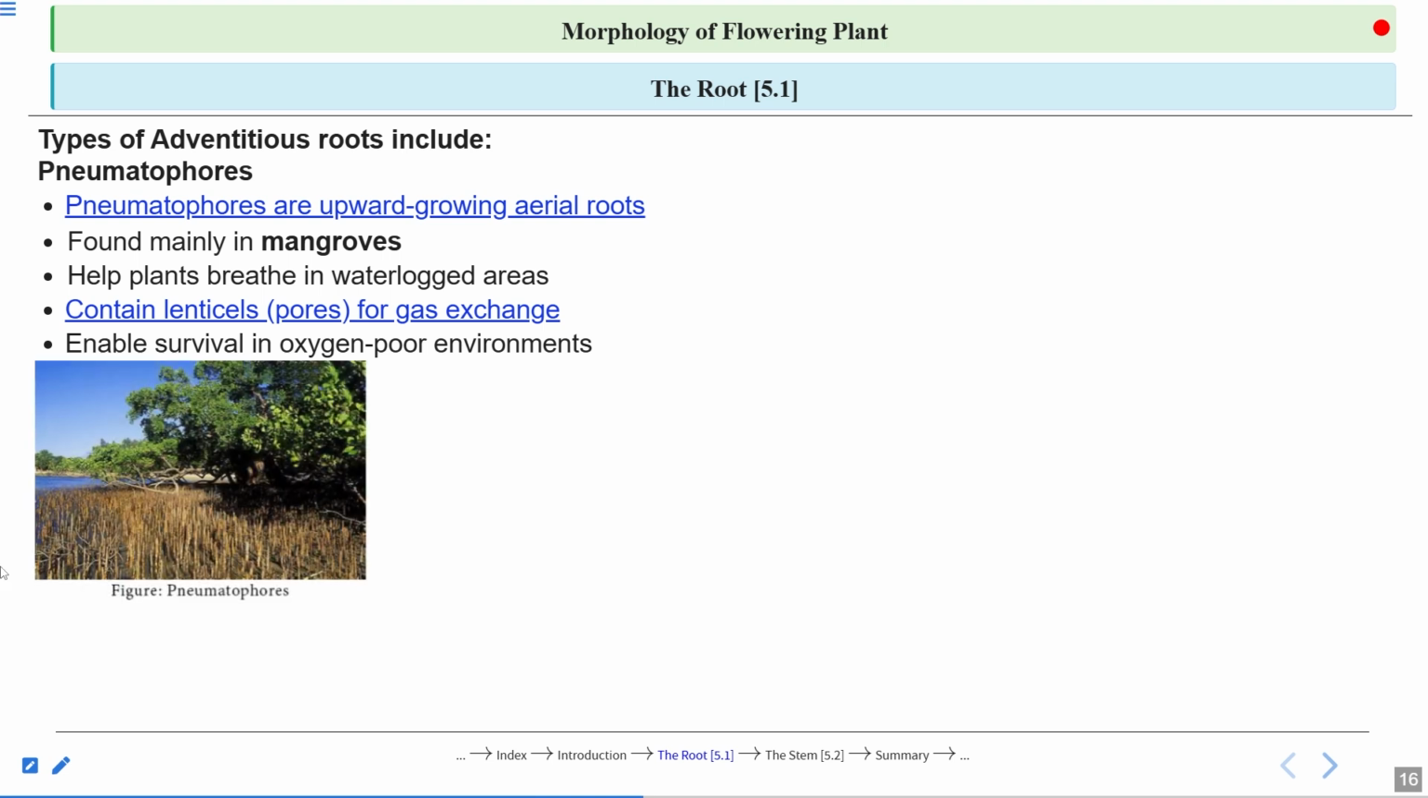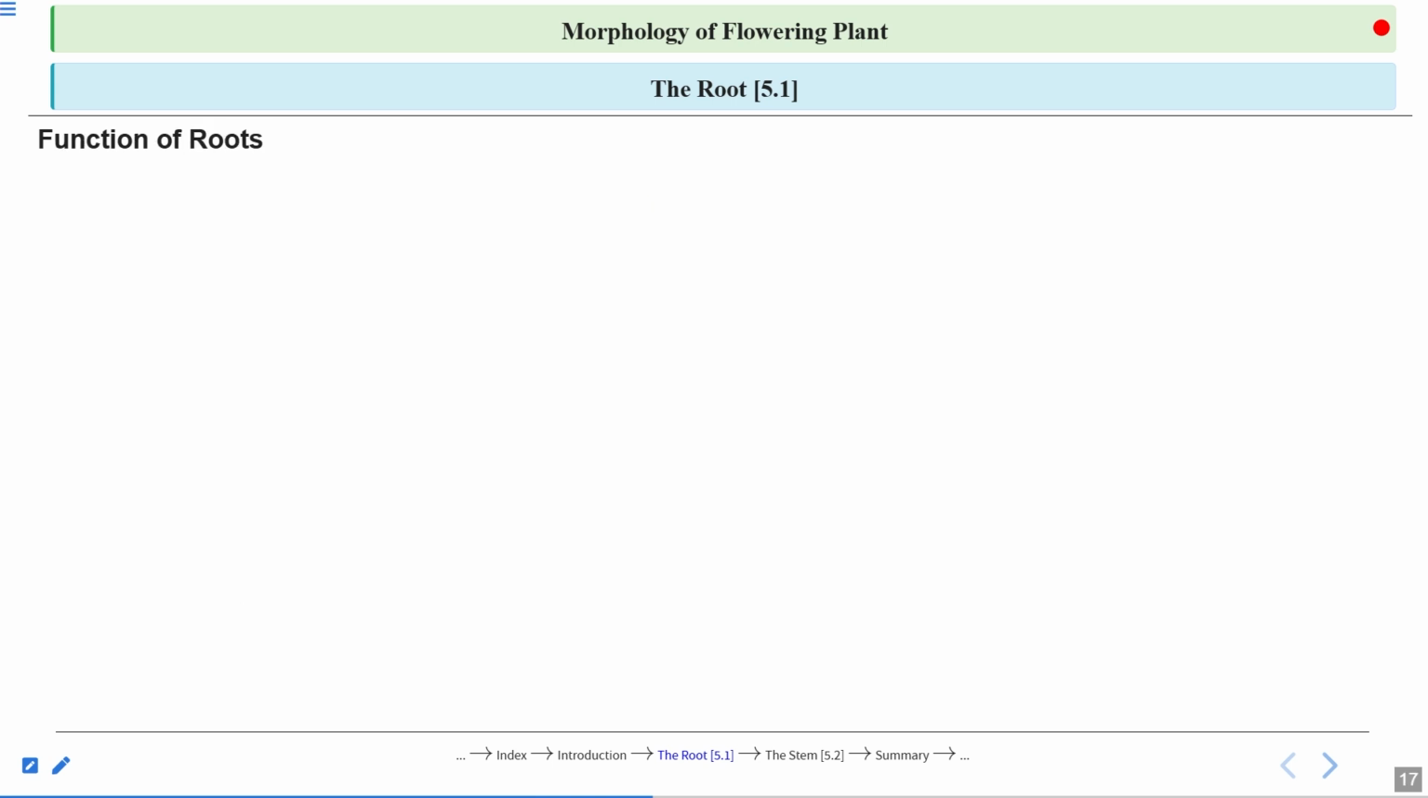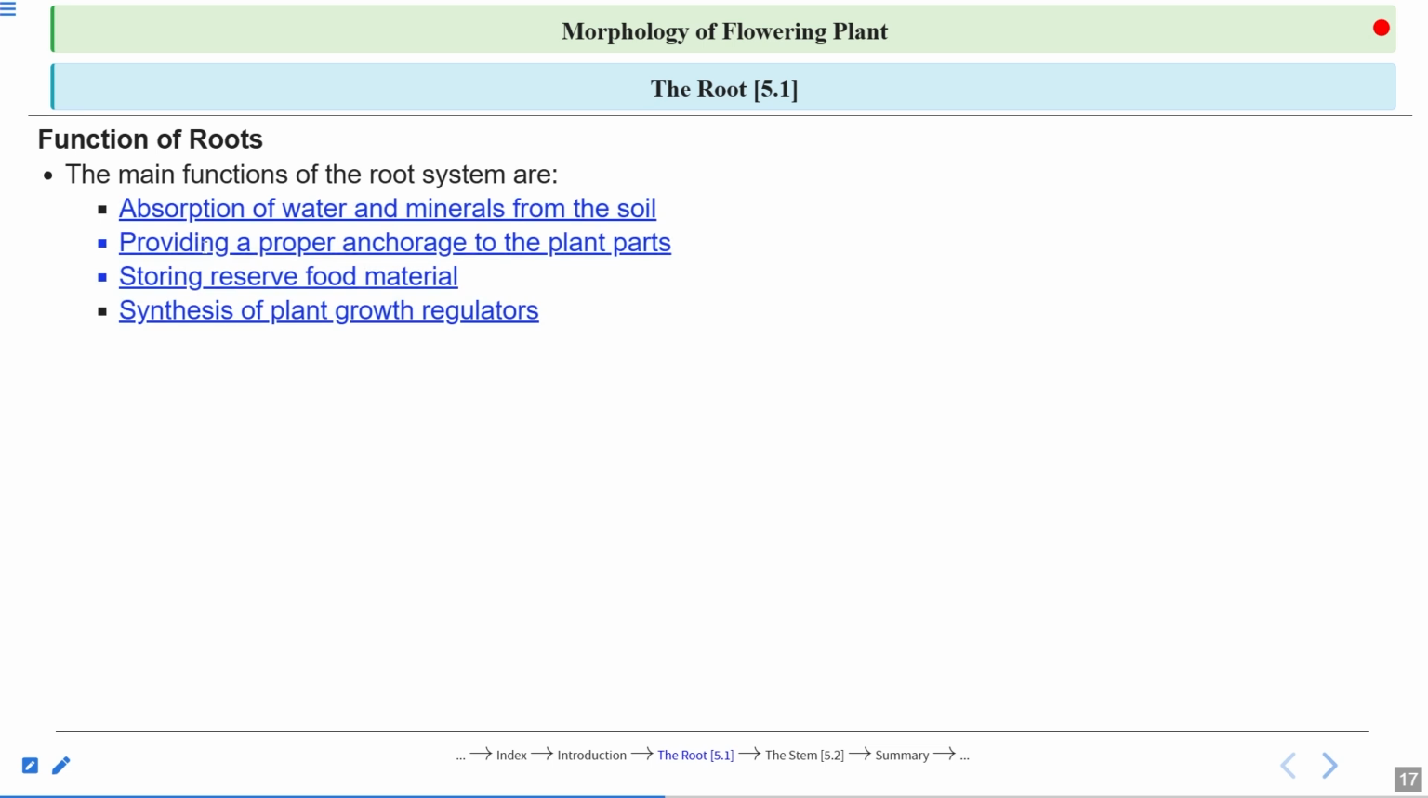So here you can see the pneumatophores in the mangroves. Functions of the root. The main functions of the root are helping in the absorption of water and mineral from the soil. You all know that. Providing a proper anchorage. This is not only helping in the water absorption or the minerals, but they also provide a proper anchorage to the plants in the soil.